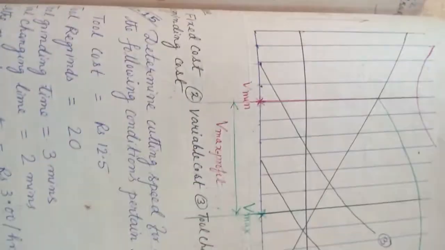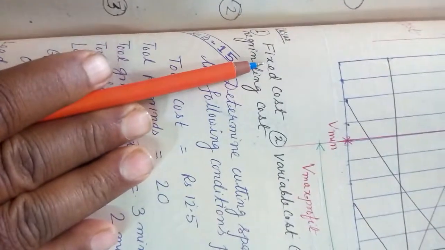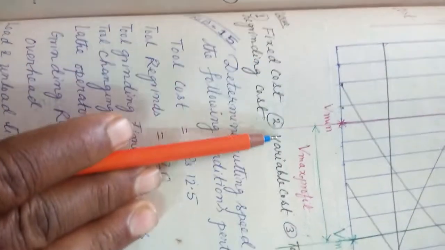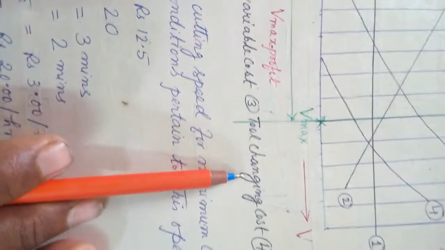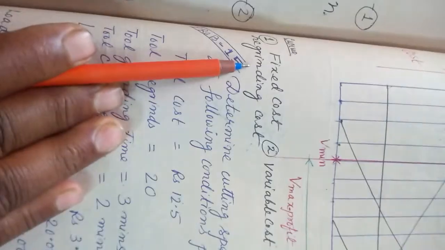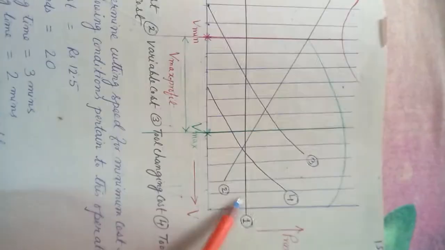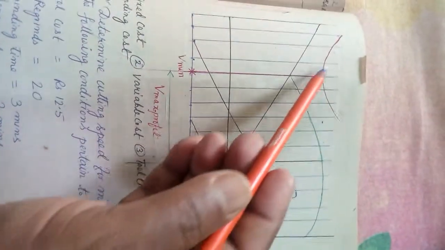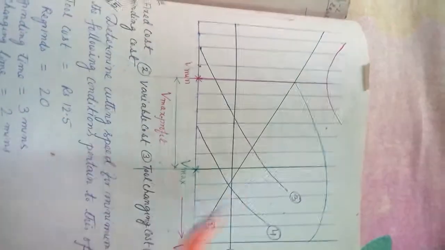1, 2, 3, 4. Now which one is 1? This is the fixed cost. 2, variable cost. 3, tool changing cost. 4, tool regrinding cost. 1, 2, 3, 4. And this is the total cost.